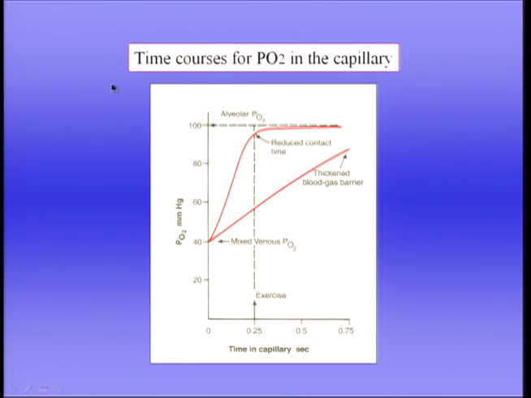You remember what we said was, in the normal lung, breathing air, where the alveolar PO2 is 100, the blood comes into the lung through the pulmonary artery. The mixed venous blood has a PO2 of about 40.